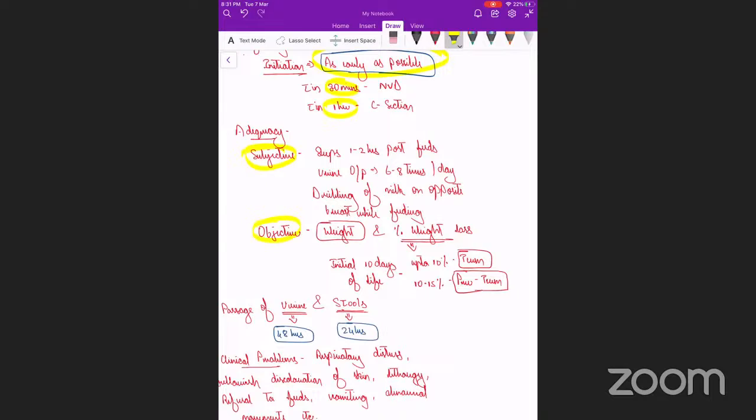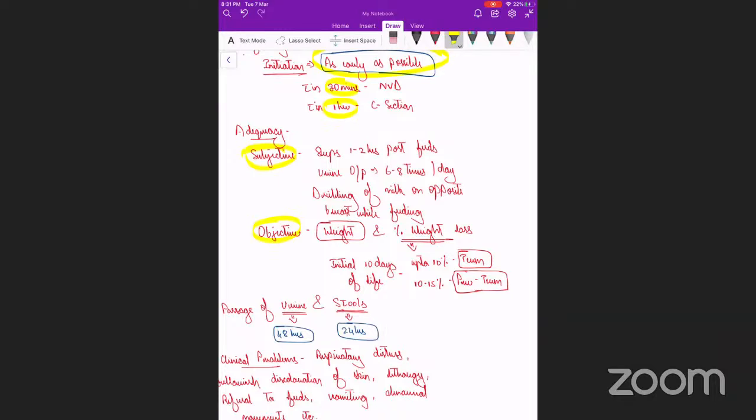So subjective, it is 3 points. The baby sleeps 1 to 2 hours post feeds, urine output is 6 to 8 times per day, and dribbling of milk on the opposite breast while feeding. So these are the 3 points. The baby sleeps adequately 1 to 2 hours post feeds, urine output is good, that is 6 to 8 times per day, and dribbling of milk on the opposite breast while feeding. Next, what is the objective score?